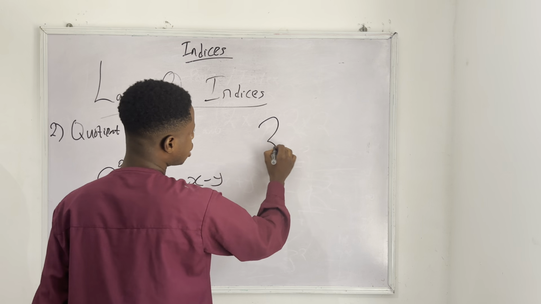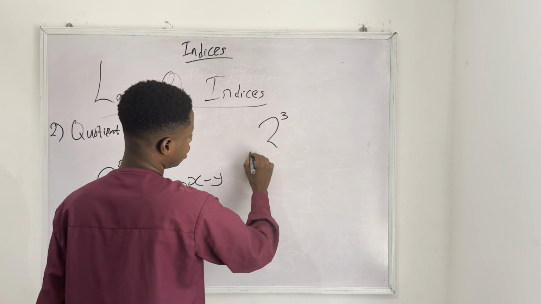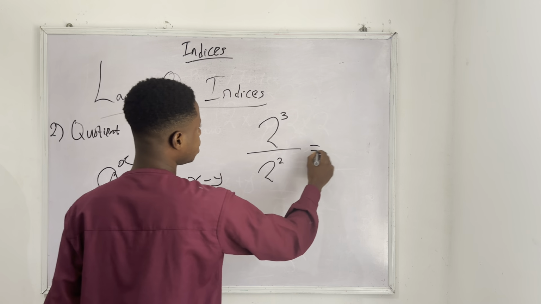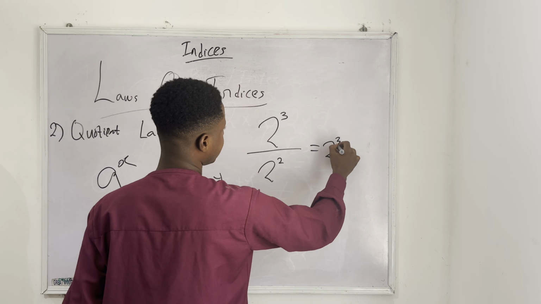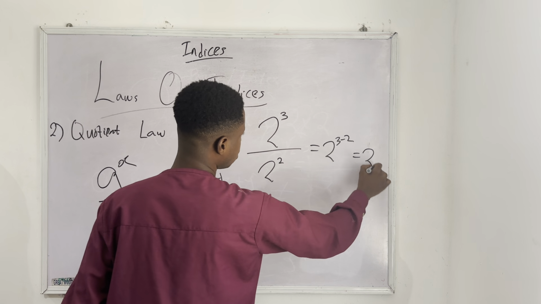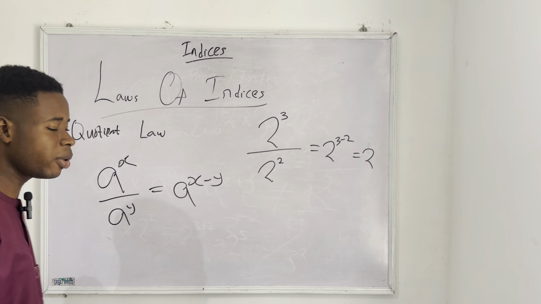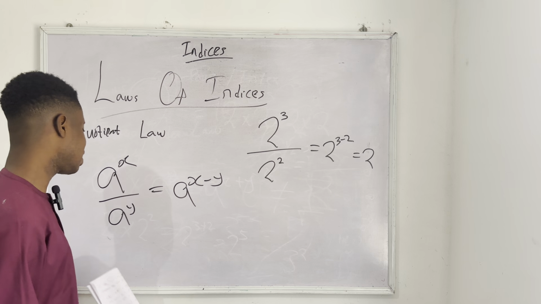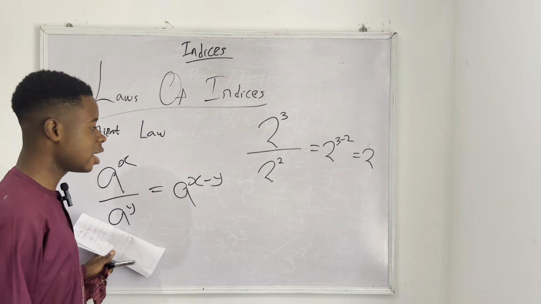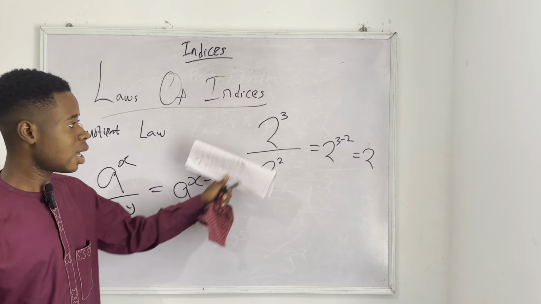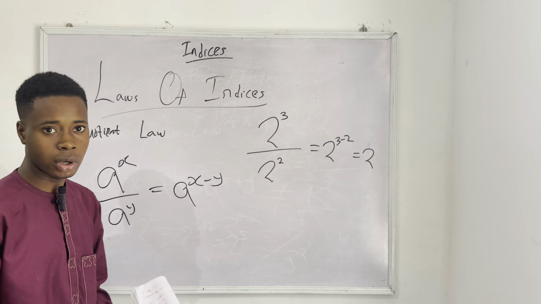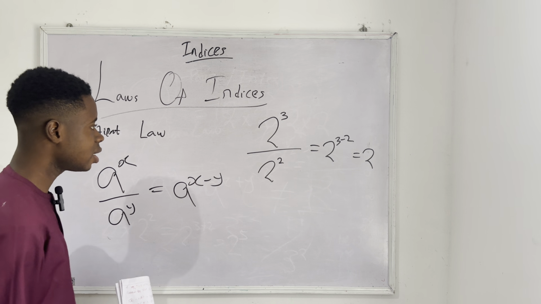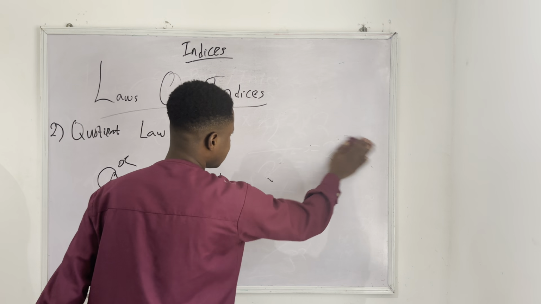If I have 2 raised to the power of 3 divided by 2 raised to the power of 2, then this will be 2 raised to the power of 3 minus 2, and this will give us 2. Also, before you apply this law, you have to check their base. Are their bases the same? For this, their base is the same, and for this one, their base is the same as well. So you apply the law only if their base is the same.